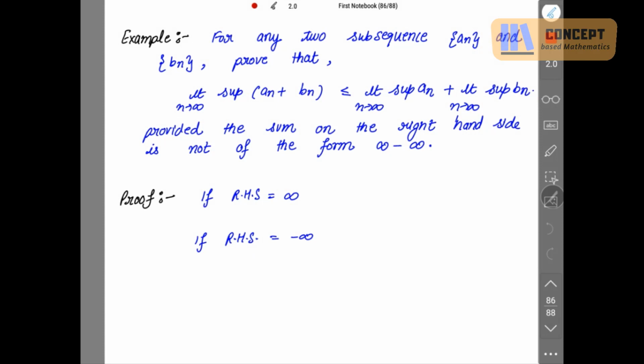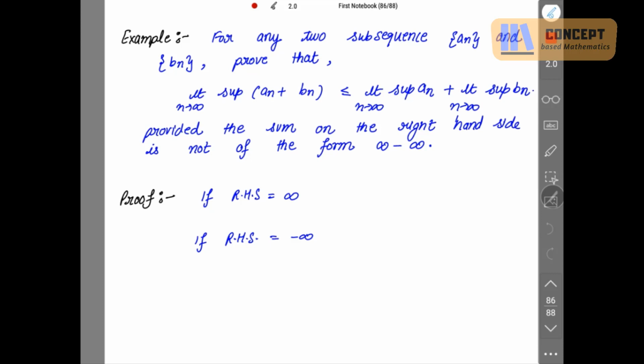Example: for any two sequences an and bn, we have to prove that limit n tends to infinity supremum of an plus bn is less than or equal to limit n tends to infinity supremum of an plus limit n tends to infinity supremum of bn, provided the sum on the right hand side is not of the form infinity minus infinity. So we have to prove this inequality.